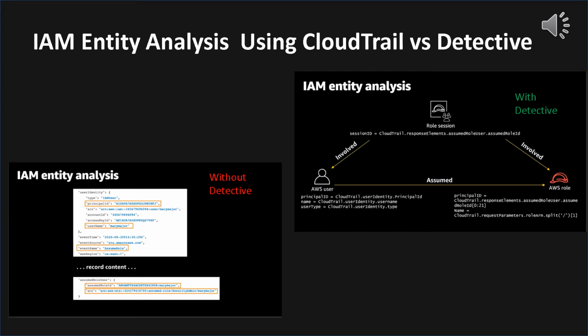Here we have an example of how Detective makes investigative work easier and more efficient. If someone were to do an IAM entity analysis using CloudTrail, they would have to manually collect those records within CloudTrail and parse them for a few key values. On the other hand, Detective makes this analysis much easier because it is able to collect that same information automatically and then map it to the predetermined model.